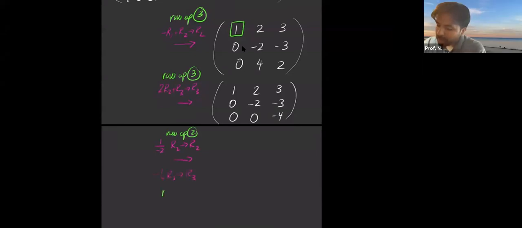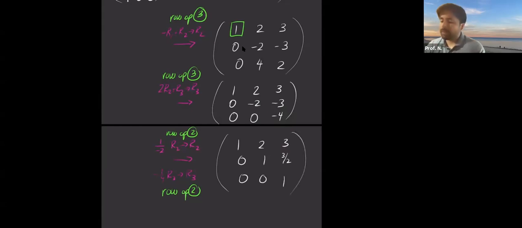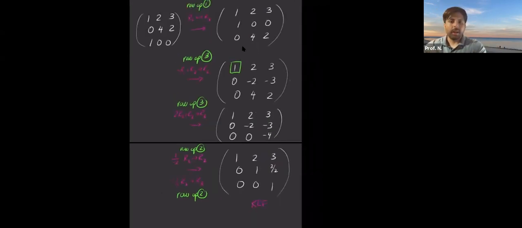So I'm doing row operation style number 2, right? So then what do I get at the end? I get 1, 2, 3, 0, 1, 3 halves, and I get 0, 0, 1, right? That's my row reduced echelon form. I'm done, right? I don't want to do this again or continue with this.